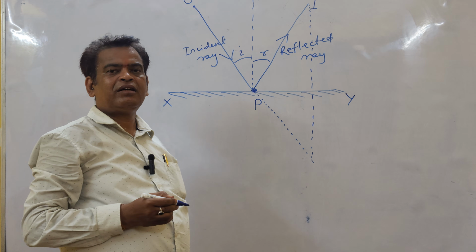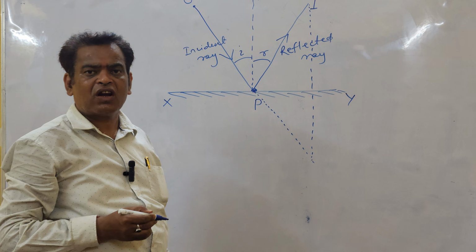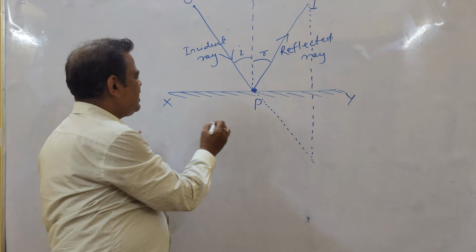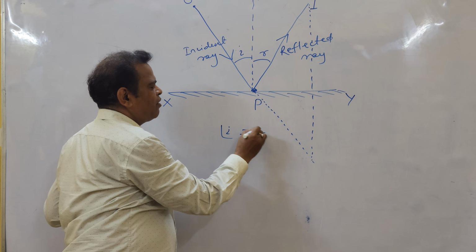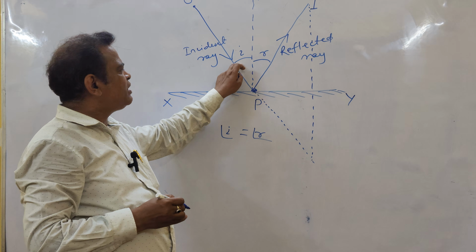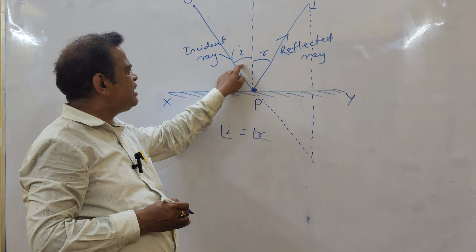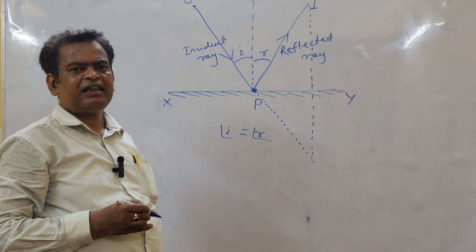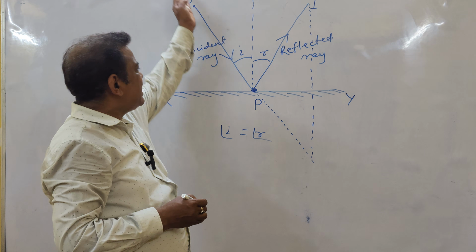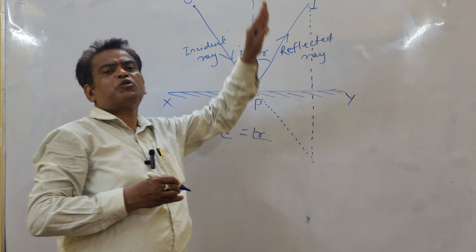These two angles are equal: angle of incidence is equal to angle of reflection, angle i equals angle r. These two angles are equal. If it is 30 degrees, then also it will be 30 degrees. If it is 60 degrees, then also it will be 60 degrees.